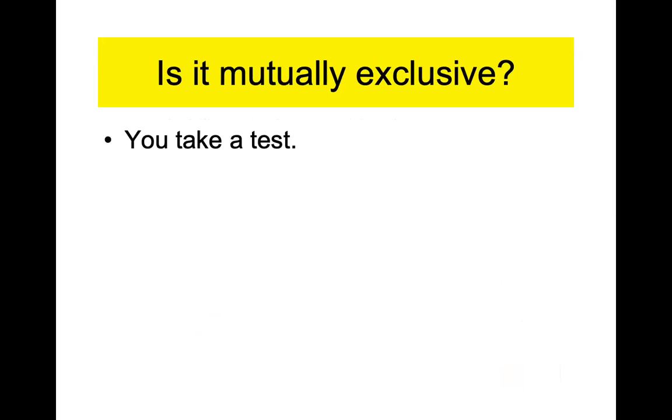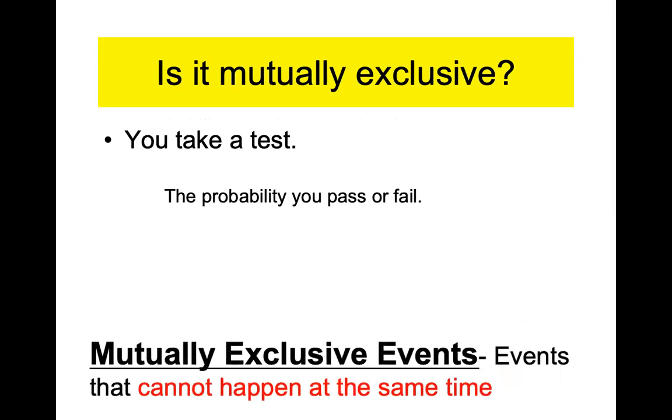The game is you're taking a test, right? That's the game. What is the probability that you pass or fail? Mutually exclusive or not? Yes. Why is it mutually exclusive? Because you can't pass and fail at the same time. Unless they're tests for different classes. Yeah, that's not what it says, right? So this one is mutually exclusive because these are two things that cannot happen at the same time. And no, you're not going to be calculating this probability. They're just simply asking you, is it mutually exclusive or not? Everybody with me? Okay.